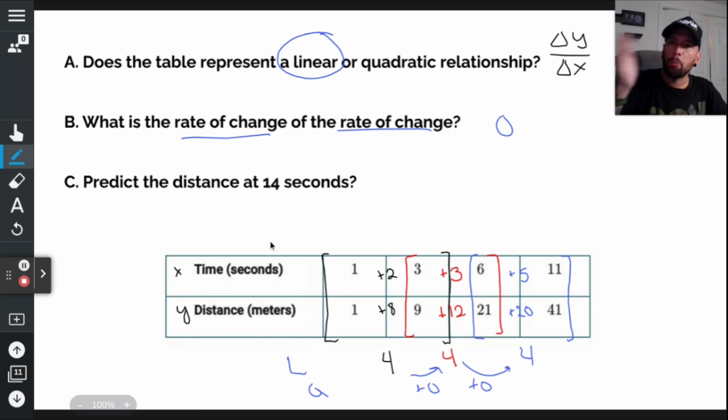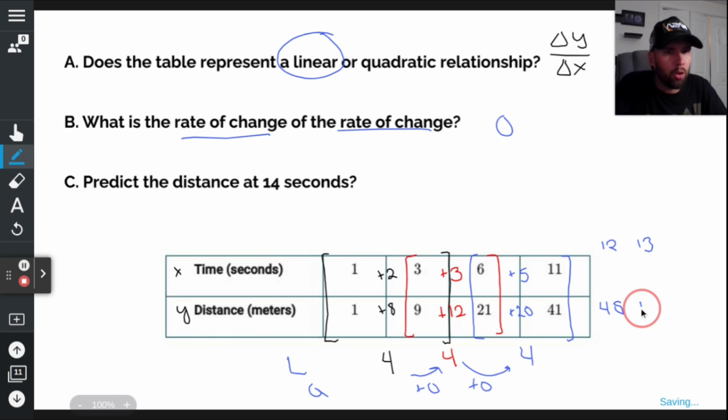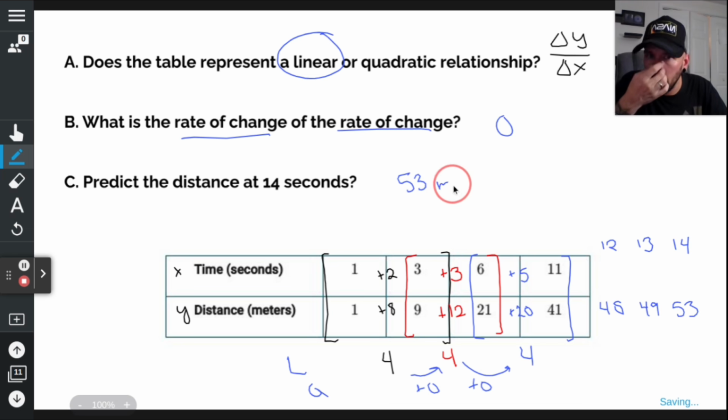So predict the distance at 14 seconds. Well, at 12 seconds, we're going to add 4 more, so that gives me 45. At 13 seconds, we add 4 more, so that gets me 49. And at 14 seconds, we add 4 more, so that gives me 53. So the distance at 14 seconds is going to be 53 meters.